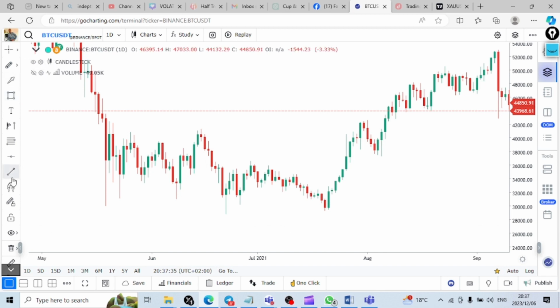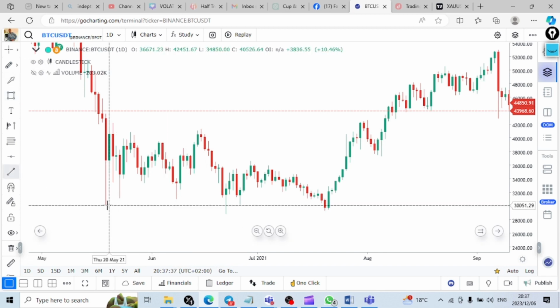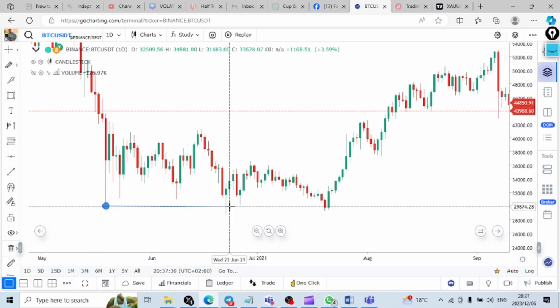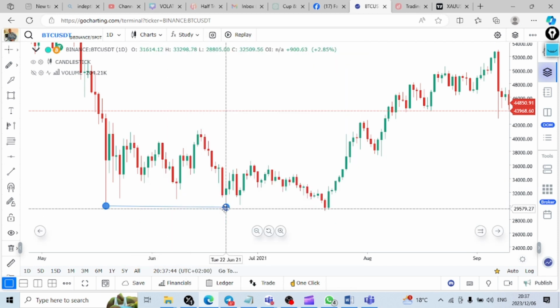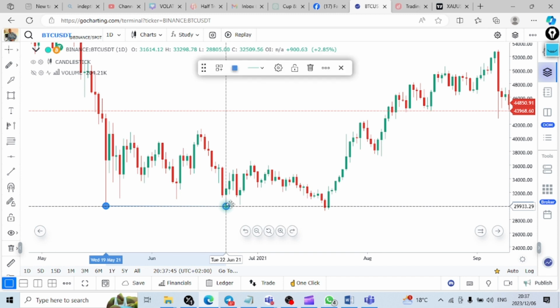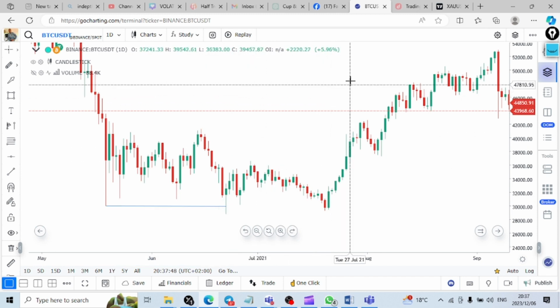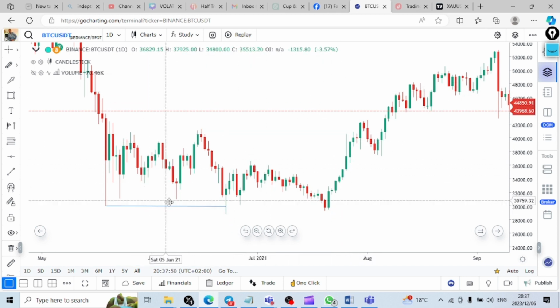At this particular level is this one. We have a support area. Price came to this level, and from that particular level we can see price was bouncing off, so we can mark this area as a support area. So that's one thing that you want to see. And what do you see after that?